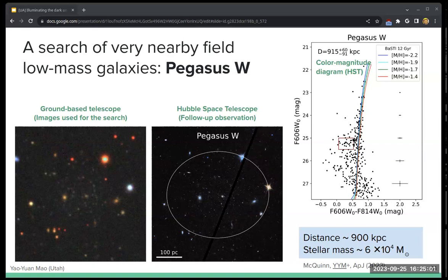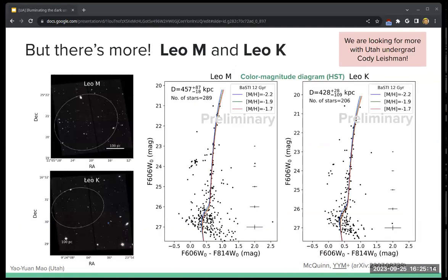There's diffuse light there, but we followed up with Hubble. You can see a nice red giant branch. We can estimate distance, and things like that. This is a 6 times 10 to the 4 solar masses object. And later we found two more. So this is Leo M and Leo K. Again, Hubble images in there. You can see the red giant branch. This is even slightly lower mass. It's about 1 times 10 to the 4 solar masses, about 400 kpc away.